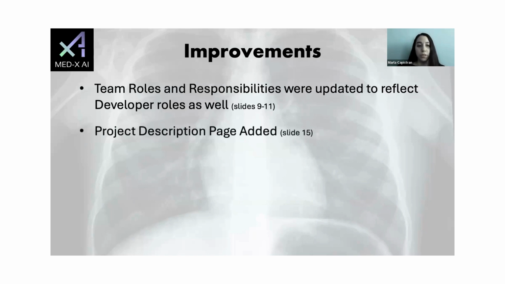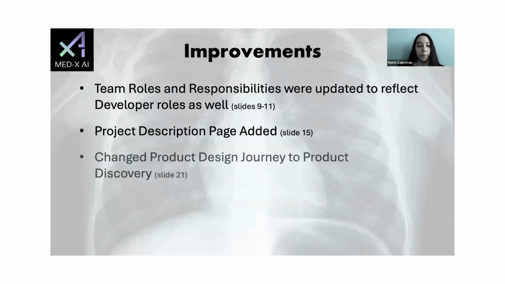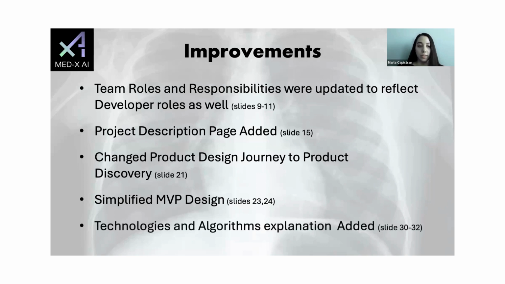Next, we included the project description page, which we will see in a few minutes. Then we changed the product design journey to the product discovery to clarify how the project's design was collaboratively discovered. After that, we show how we simplified the MVP design. And lastly, we added explanations for the technologies and algorithms. This is all indicated with a star.